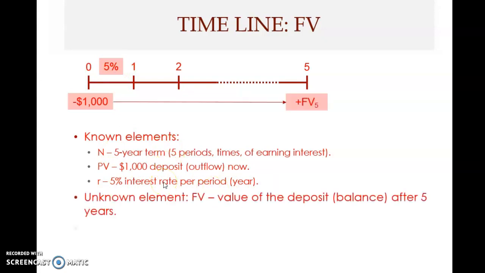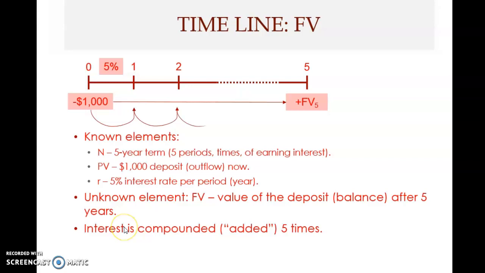What is the fourth element that is not known? The fourth element that is not known is the future value. The value of the deposit or balance after 5 years. That's the unknown element here. So we want to know what is the value of this cash flow now after 5 years. So that's the question of future value. What is the future value of this $1,000 that you deposit now, given that you earn interest of 5% per year? So how do you do this?